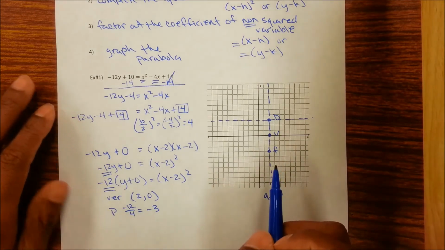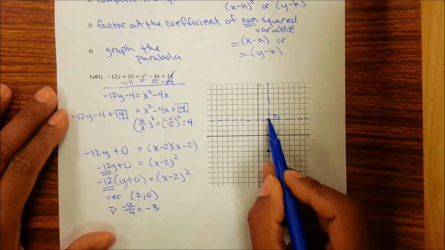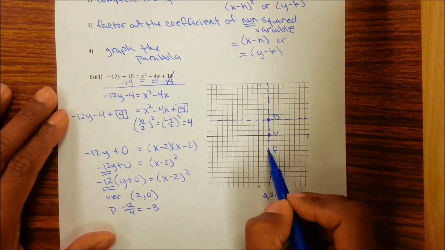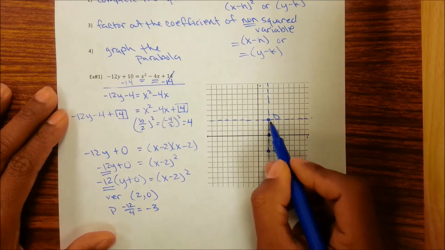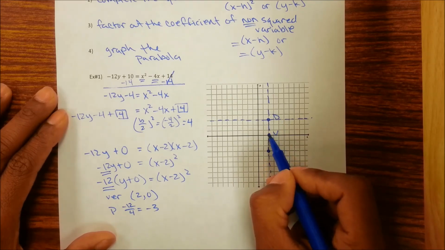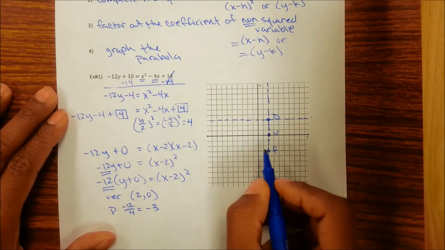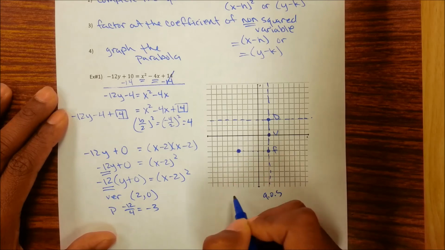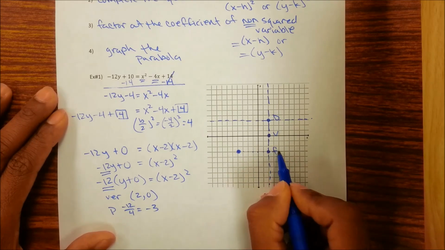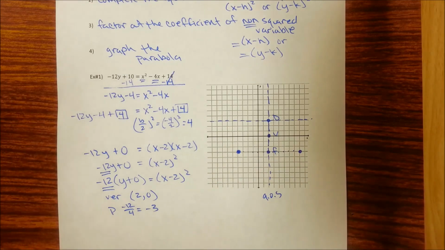Now, next thing we need to do is we need to get a couple extra points for my parabola. Distance from the directrix to the focus is how we're going to find the extra points for the parabola. So distance between the directrix and the focus is 1, 2, 3, 4, 5, 6. So because it's 6 units, let's count 6 units for my focus. 1, 2, 3, 4, 5, 6. There's 1 point on my parabola. 1, 2, 3, 4, 5, 6. There's the second point on my parabola.